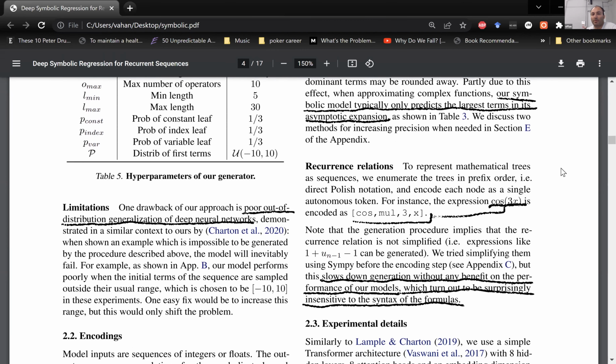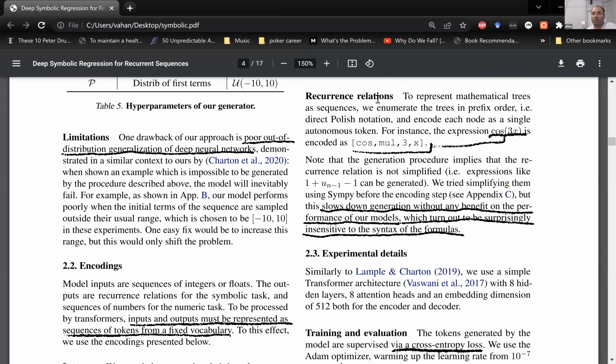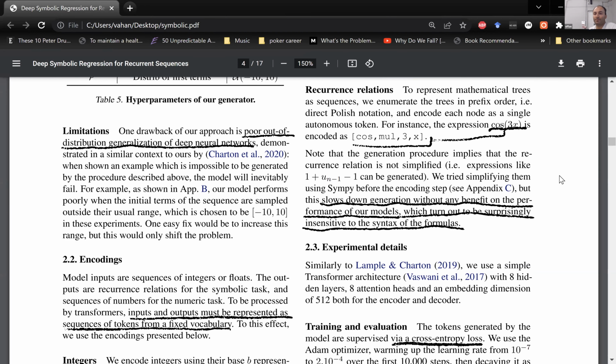And then we also need to encode the recurrence relation. We kind of gave an example there. If you want to do cos 3x, you do cos multiplied by 3x, and then you get an encoding there. That would be the expected output. Yes, we are predicting that. Of course, we wouldn't predict x, so instead of x, we would have u-1 and u-3 as tokens.